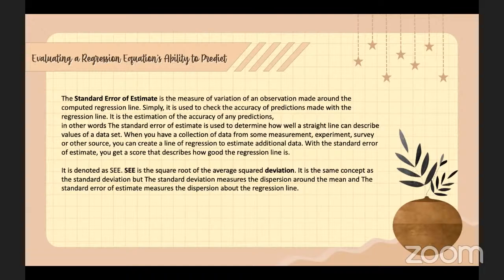It is denoted as s_e. s_e is the square root of the average squared deviation. It is the same concept as the standard deviation, but standard deviation measures the dispersion around the mean, and the standard error of estimate measures the dispersion about the regression line.